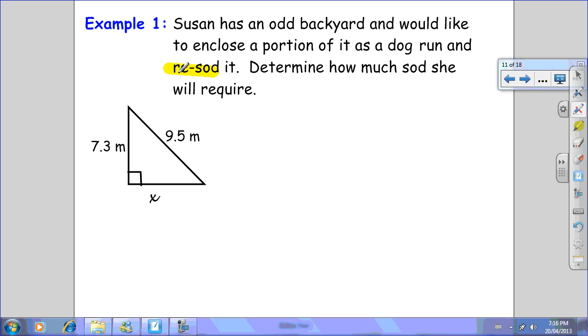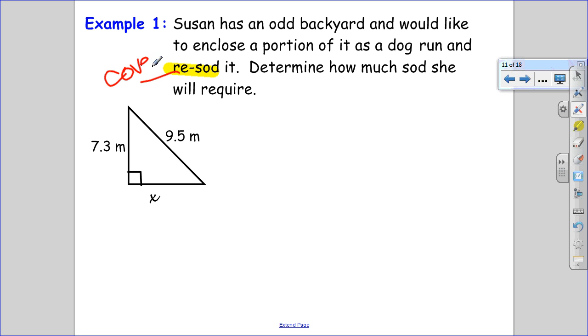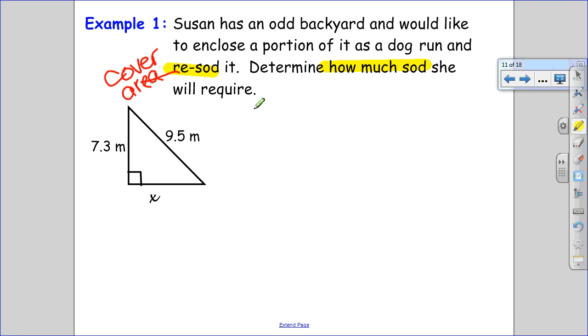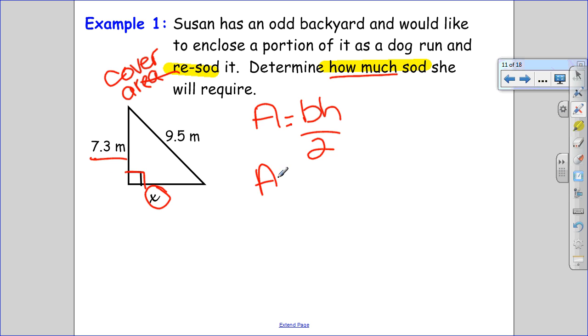Resodding. Well, that means we're going to cover. And that means we're looking for area. Okay, let's keep going. Determine how much sod she will require. How much sod? That's what I'm looking for. I'm looking for area. That's great. Area is base times height over 2. I need my base and my height, and they cross at a 90-degree angle. That means I need x for my base, and my height, 7.3. So as far as I can go right now is base times 7.3 divided by 2.